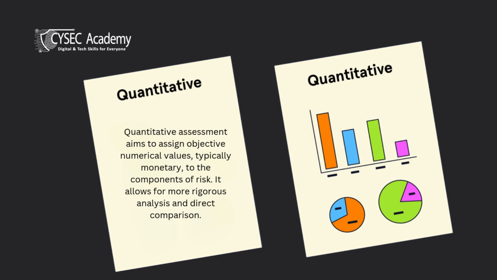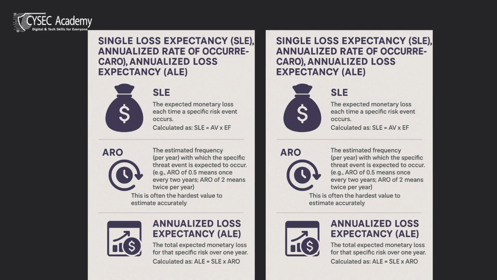Exposure factor, EF, the percentage of the asset's value expected to be lost if a specific threat event occurs. E.g., if ransomware encrypts critical data, the EF might be 80% due to recovery costs and lost productivity. Single loss expectancy, SLE, the expected monetary loss each time a specific risk event occurs, calculated as SLE equals AV times EF.